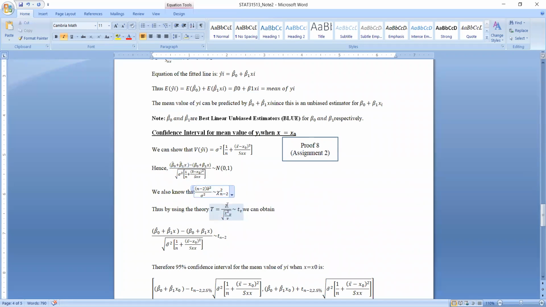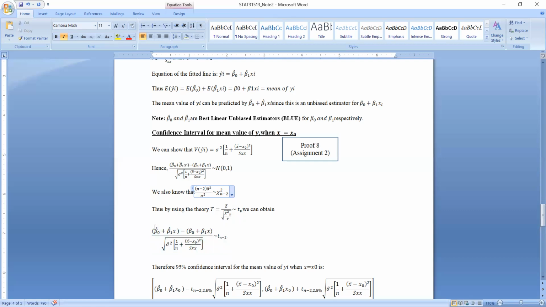So Z is this quantity: beta naught hat plus beta 1 hat into x, minus (beta naught plus beta 1 x), divided by this standard deviation term. You take that and divide it by the square root of the chi-square term, which is (n minus 2) into sigma squared hat divided by sigma squared, divided by its degrees of freedom. Here the degrees of freedom is n minus 2, so you can substitute n minus 2 here, and that will cancel out. Then you can convert this into a t distribution where the degrees of freedom is equal to n minus 2.